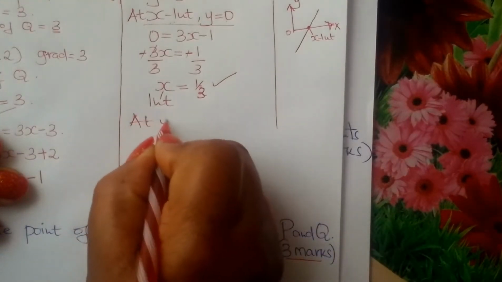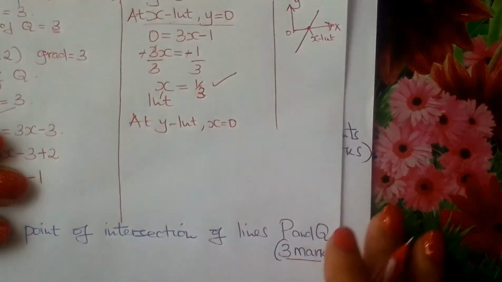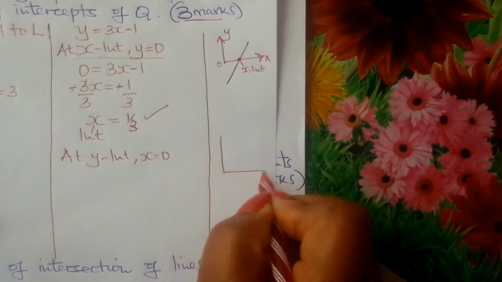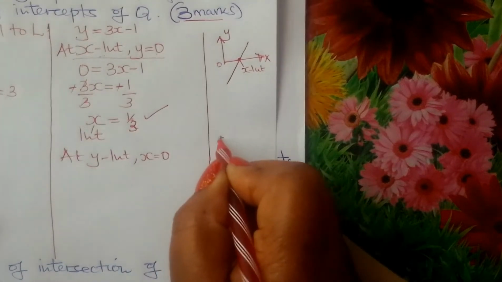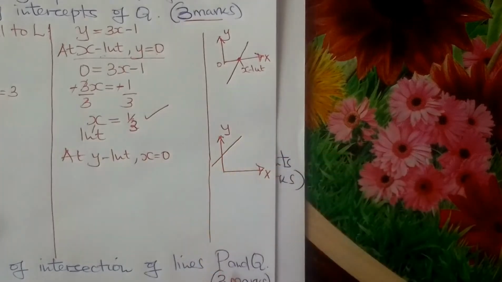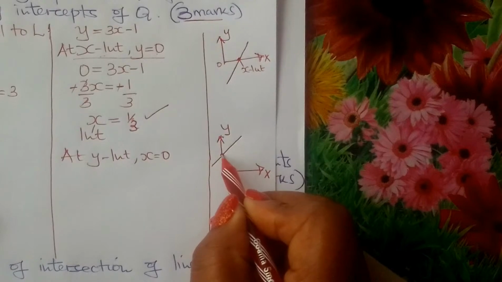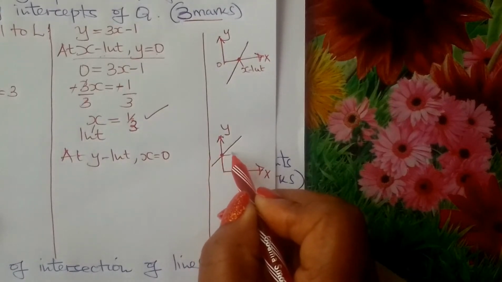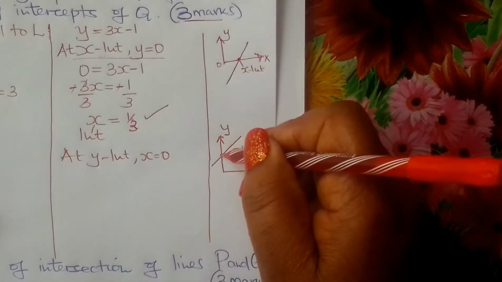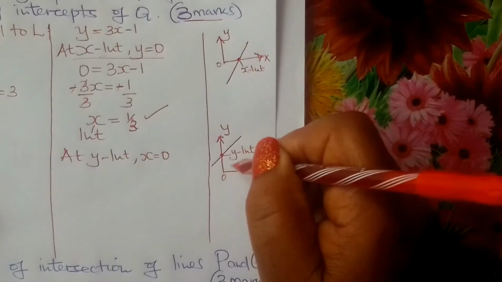At the y-intercept, we say that x is 0. What do we mean by that again? Let me come and guide you here. So, this is the x-axis and this is the y-axis. And you draw a line like that. This point here, where the line cuts the y-axis, it is called the y-intercept. And therefore, learner, at the y-intercept, what is the value of x? The value of x is 0.